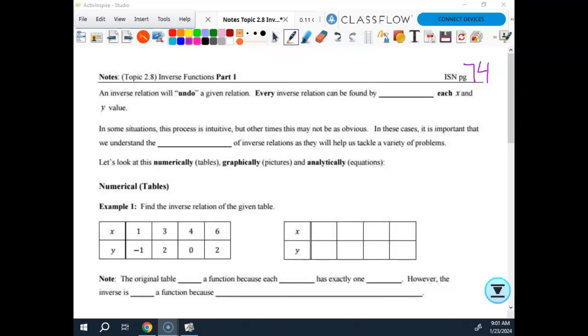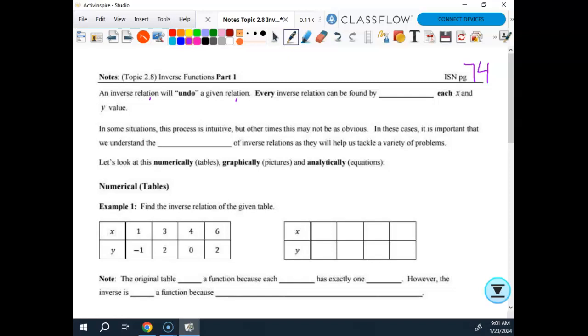So we're focusing on inverse functions, but notice we start talking about inverse relations. An inverse relation will undo a given relation, because they're all relations. Some of them just happen to be functions. And just because you have a function, if you take the inverse, it doesn't guarantee that the inverse is a function. It could just be a relation, but we'll get to all that.